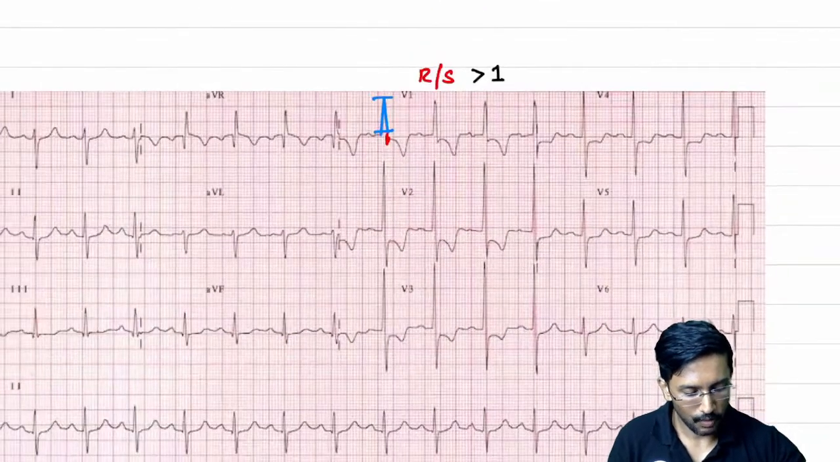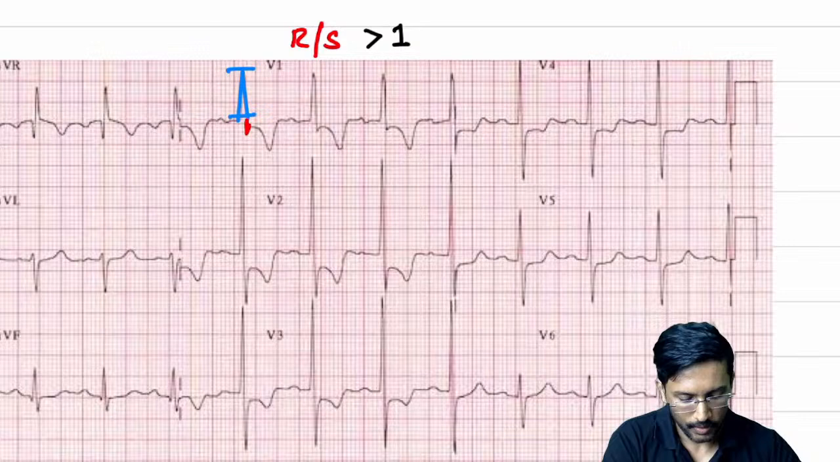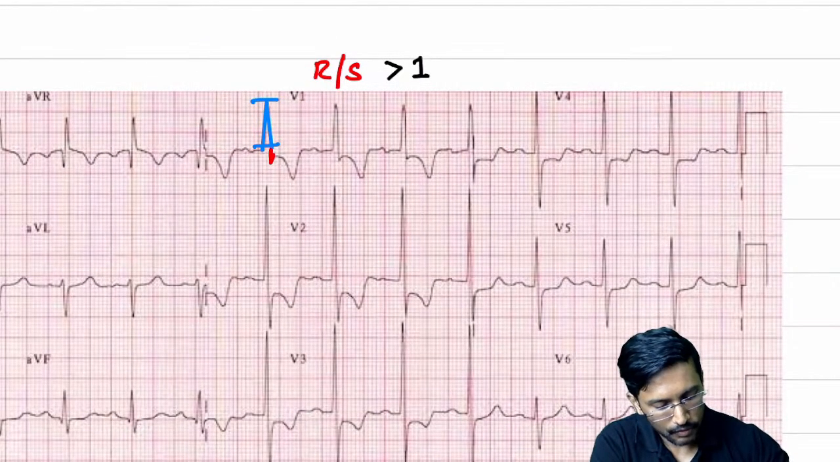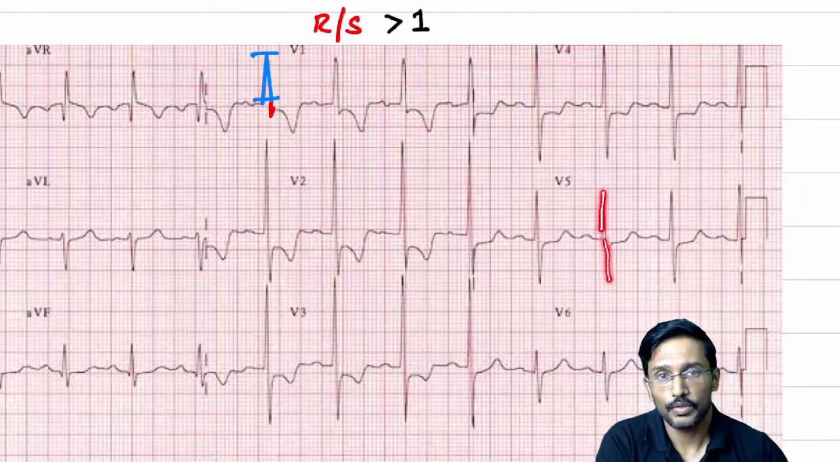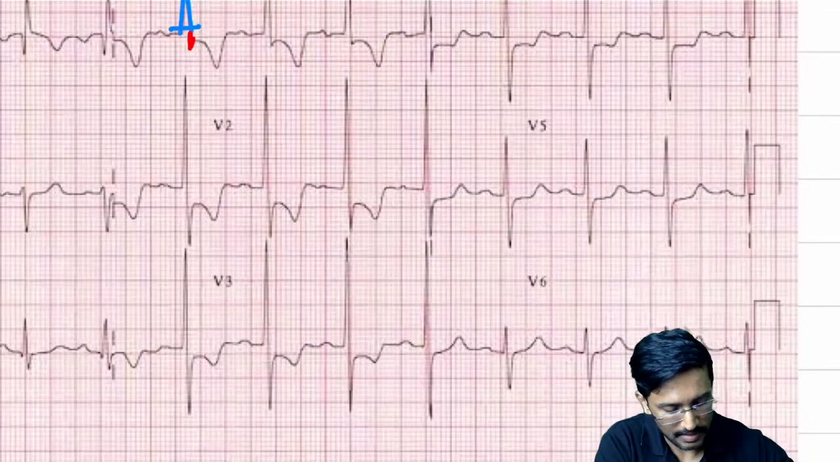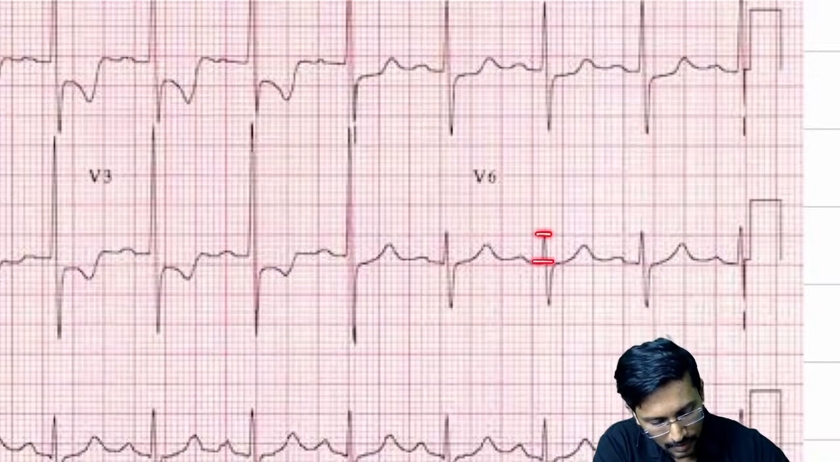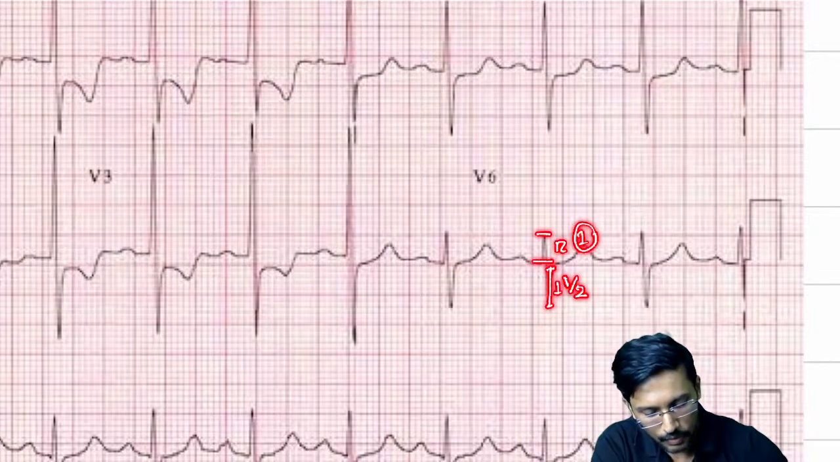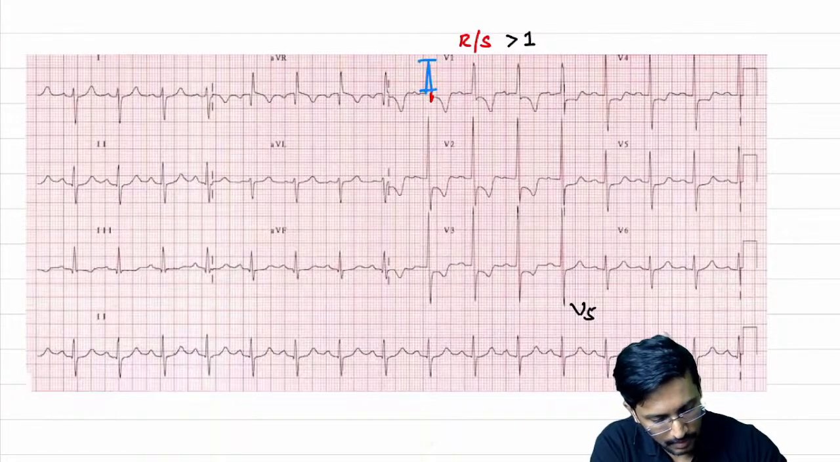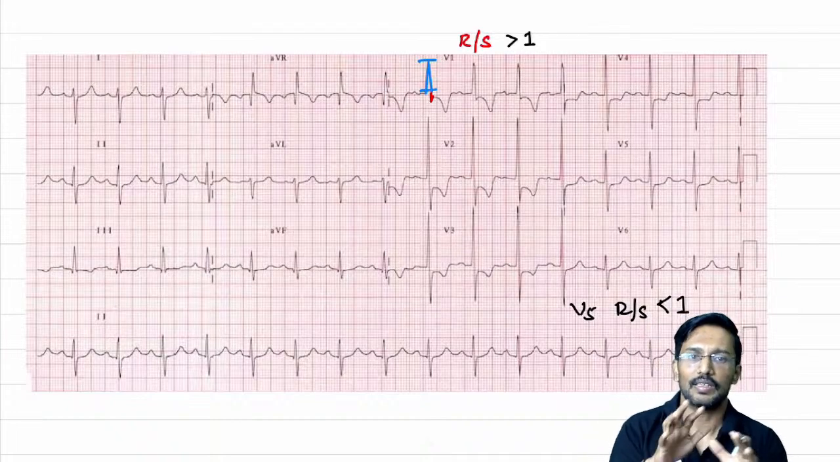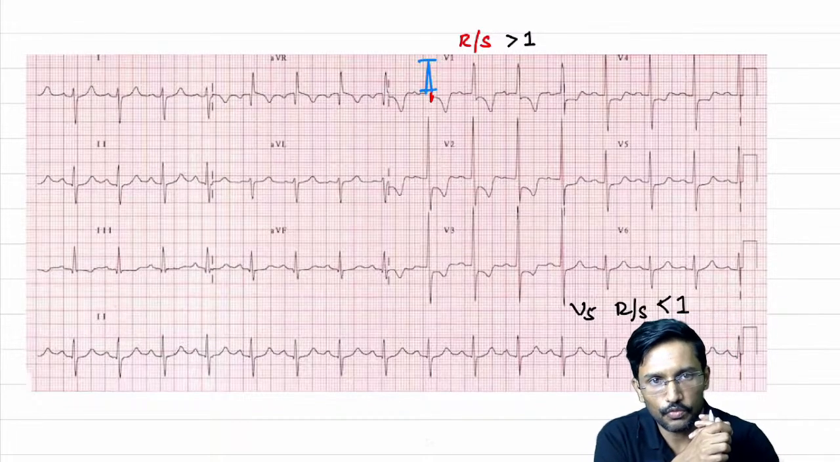And if I look at V5 or V6, what do I notice? Normally in V5 or V6, R by S ratio, R will be dominant, S will be less predominant, so it will be more than 1. But here it is reversed. Look at V6. This is the amplitude of R wave, 1 large square, and amplitude of the S wave is 1.5 large squares. So if I look at R by S ratio here, what will it turn out to be? In V6, the R by S will be less than 1. So that makes it a case of right ventricular hypertrophy, right?